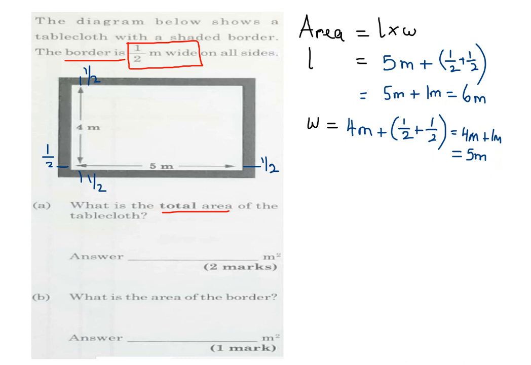So our area is 6 by 5, right? So 6 meters by 5 meters, which will give me 30 meters squared. Remember, we're measuring in meters, so our area would be given in meters squared. And again, our answer line usually has the unit there for us, so all we have to do is write in what we get. So 6 by 5 is 30. That's our answer for this part.